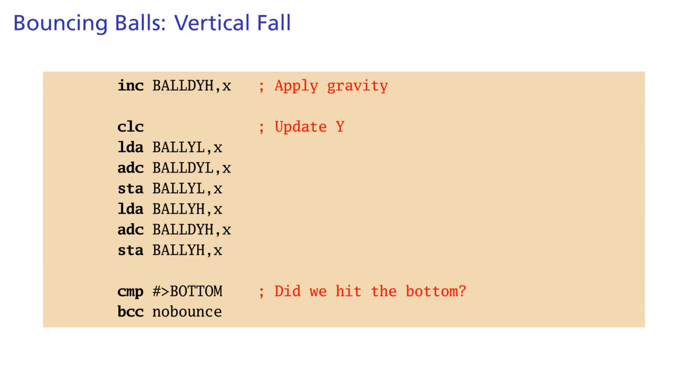I also use a pair of bytes to represent the vertical position, but encode them more simply. The high byte in ball DYH is the row number. The low byte in ball DYL represents fractions of a pixel vertically. The vertical code starts by applying gravity, which increases the vertical velocity by 1 pixel per update, then adds this to the current vertical position. This sequence of instructions is standard for adding 2 16-bit numbers. Finally, I check to see if the vertical position has exceeded the bottom. If it has, I fall through to the bounce code.